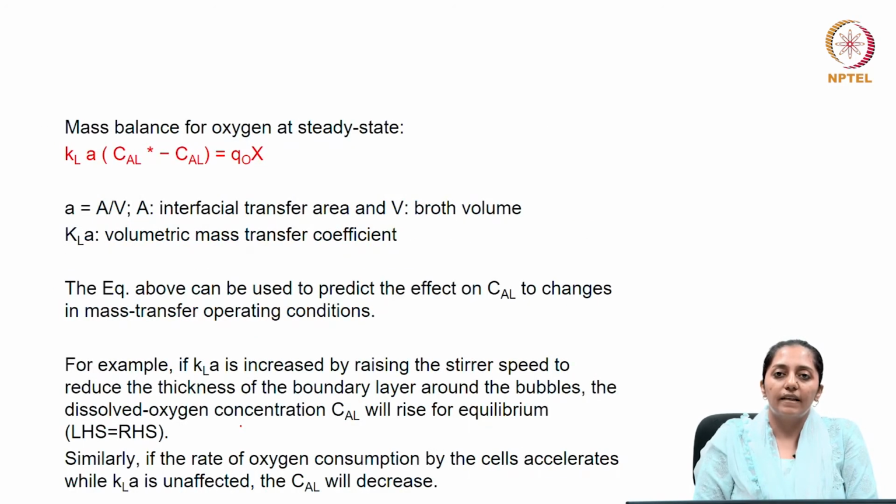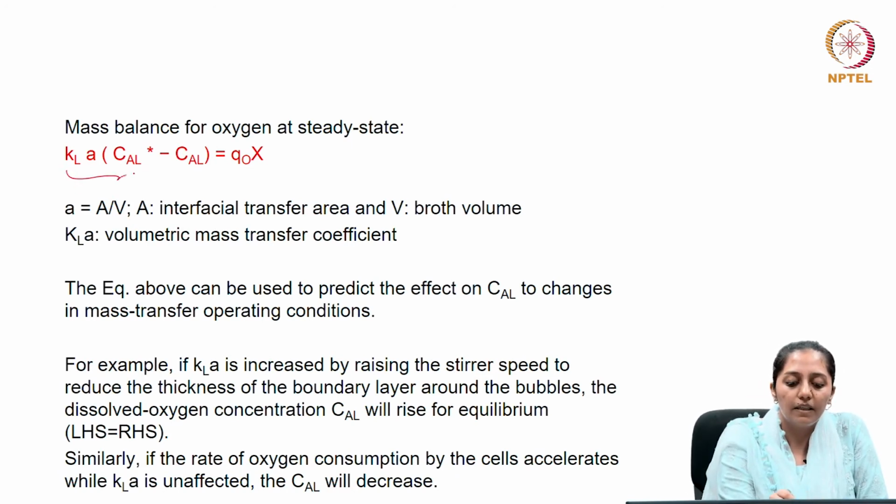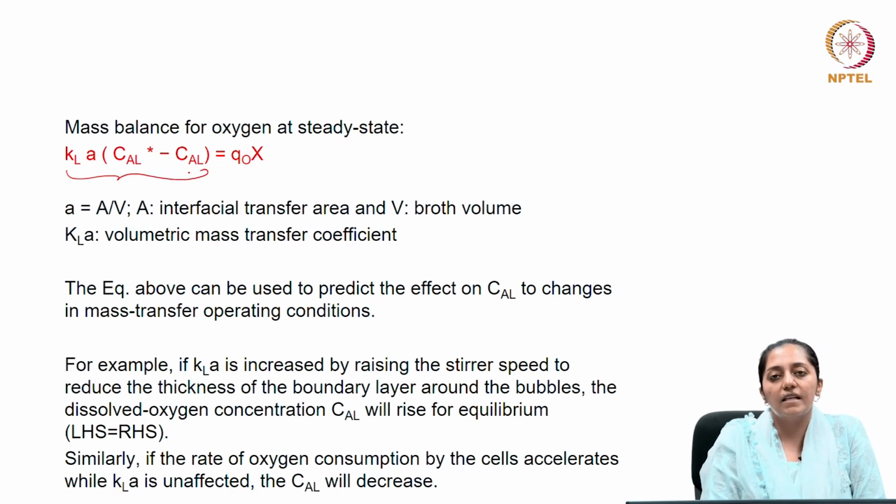So, now at steady state, if you do a mass balance for the oxygen, then the oxygen uptake rate will become equal to the oxygen transfer rate, so that there is no accumulation of oxygen in the bulk, which is steady state. So, if you can see on the slide, we know the RHS of this equation, KLa (C star minus CAL). This defines the transport rate of oxygen in the medium from the gas. The LHS is q naught X.